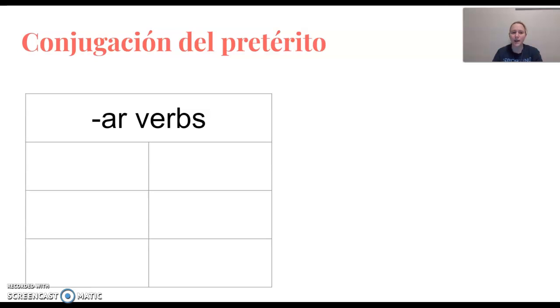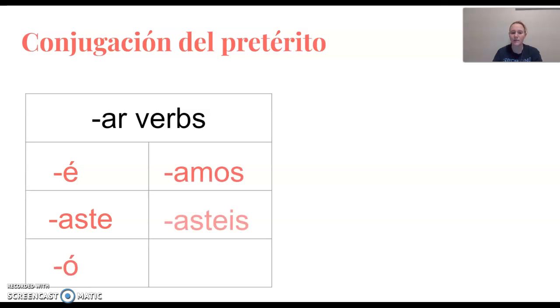So my AR verb endings in the preterite: é, aste, ó, amos, asteis, and aron. Remember, we have accent marks here and here, and you have to have those accent marks. If you don't include your accent marks, they're not in the preterite. This would be in the subjunctive, which we're going to get to in like Spanish 5, and this would be in the present tense with the yo form. So it's really important that you have your accent marks. The nosotros form, you'll notice, is the same for the present and the preterite. So you'll just have to rely on your context for that.